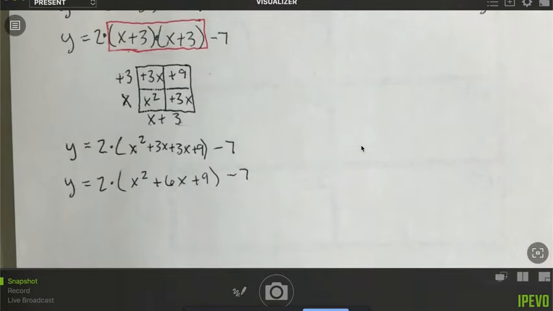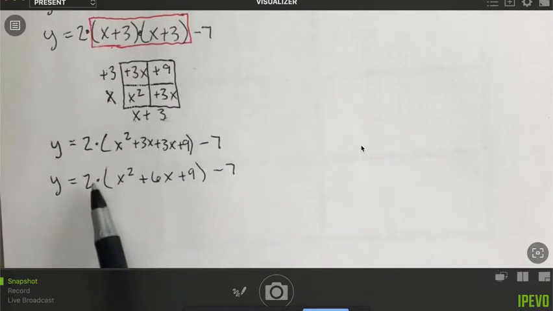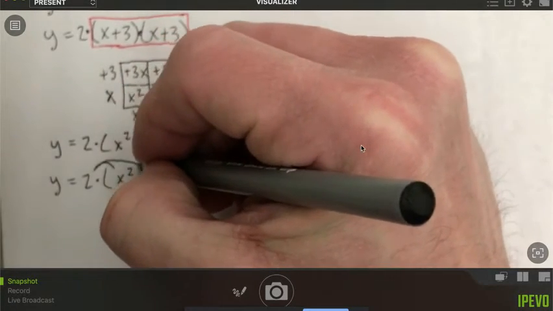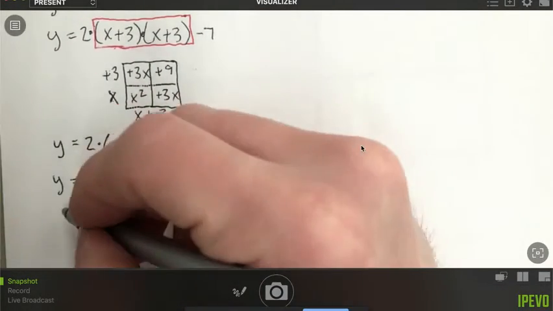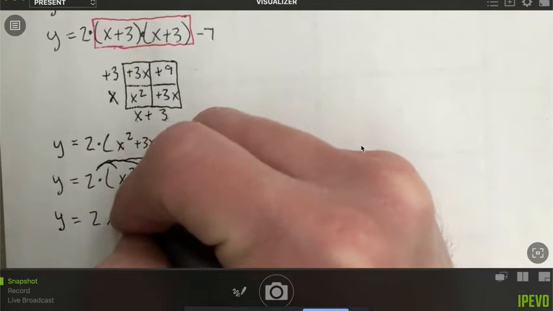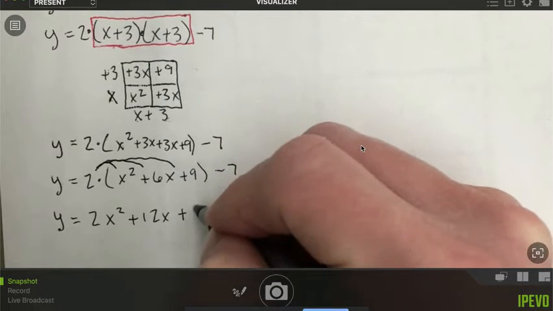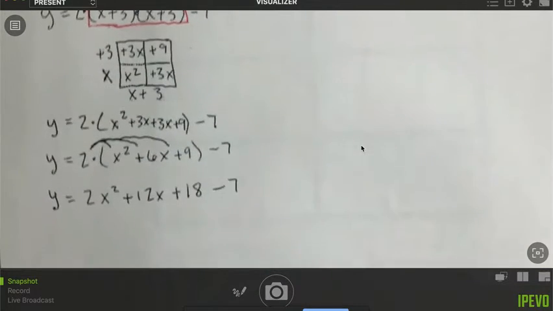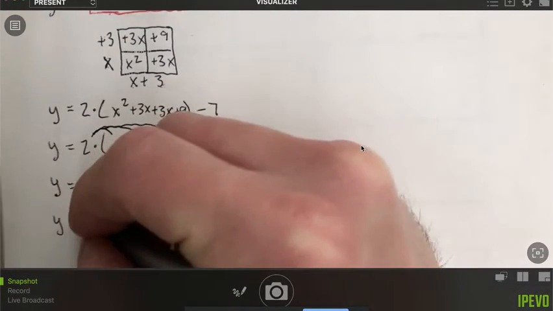So nothing too terrible yet. I'm just using skills we've had all along. And finally, I now have this 2 times all of this. So I'm going to use my distributive property, and I'm going to have to multiply to all 3 terms. So that's going to be y equals 2x to the second plus 12x plus 18. And I still have that minus 7 hanging out on the end. If you notice, here's that plus 18 and minus 7. I can definitely simplify that.